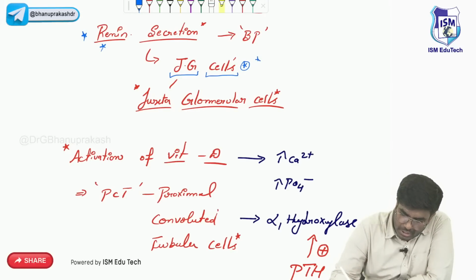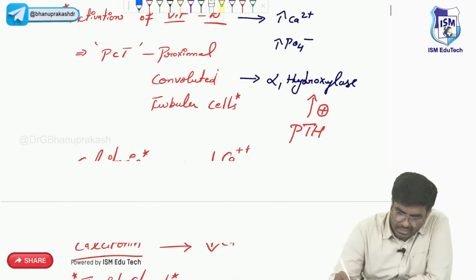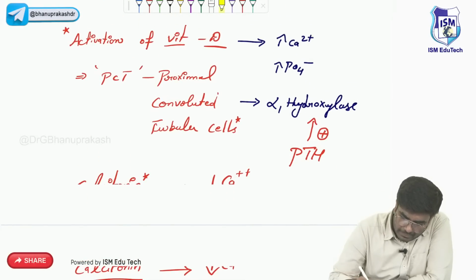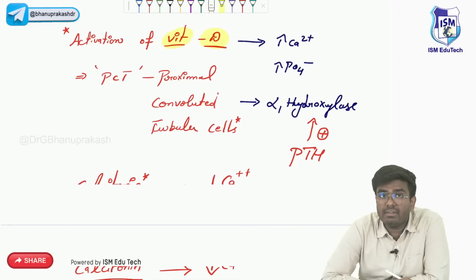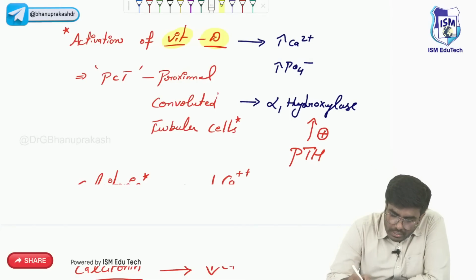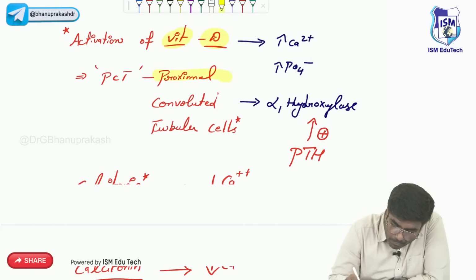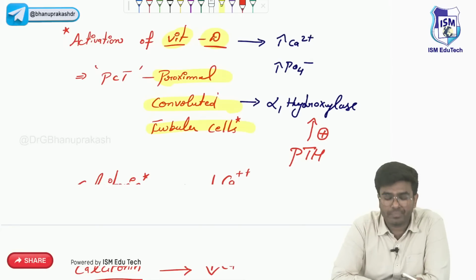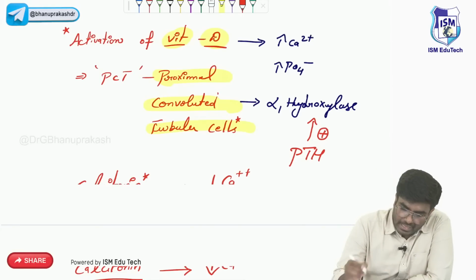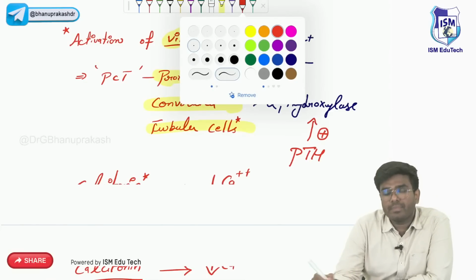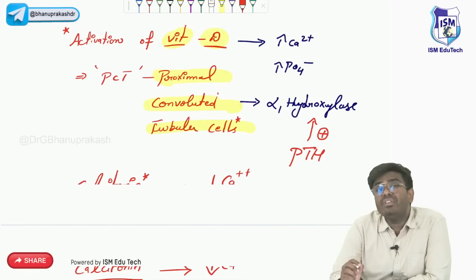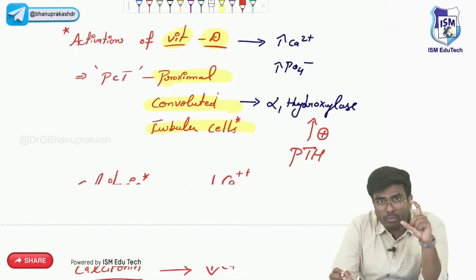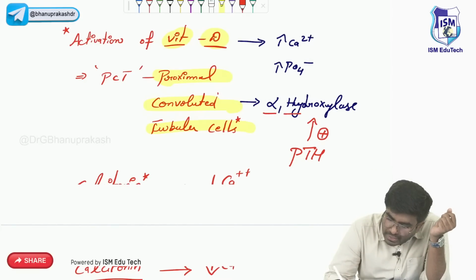Very, very important: juxtaglomerular cells. Next, your kidneys also have the function of activation of vitamin D. In which part of the nephron? Vitamin D activation happens in the proximal convoluted tubule. Everyone knows the nephron has PCT, DCT, loop of Henle, collecting duct, and so on. Activation of vitamin D happens in the PCT, with the help of an enzyme called alpha-1 hydroxylase.